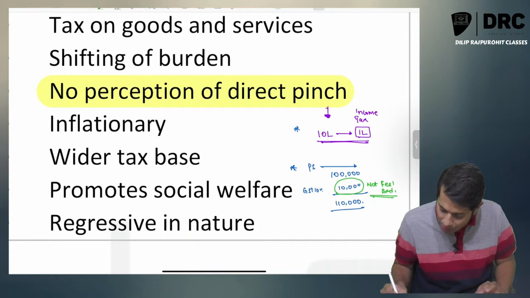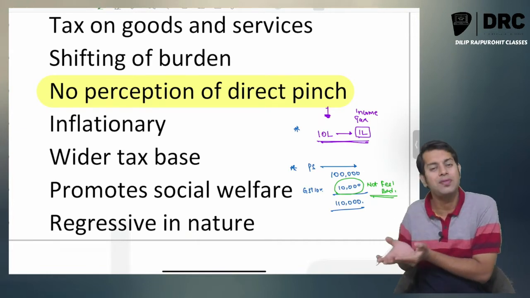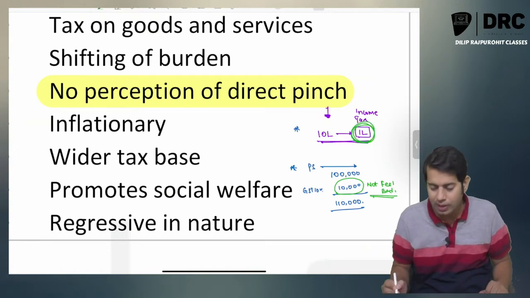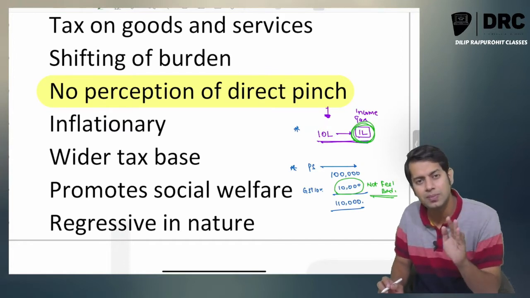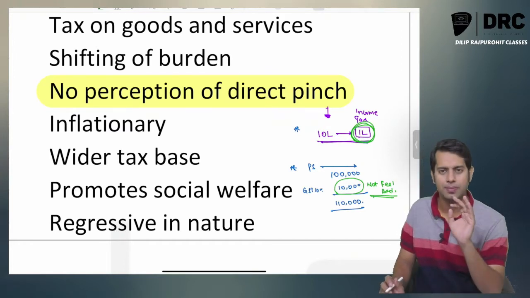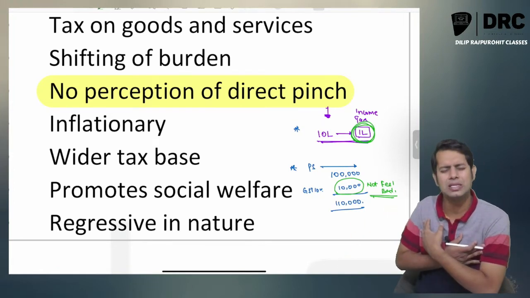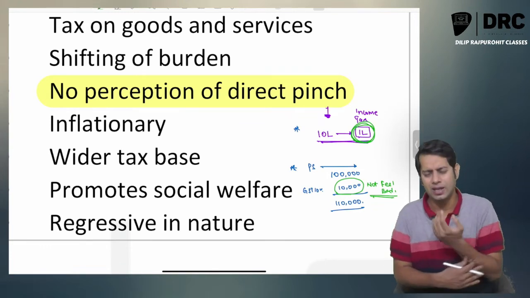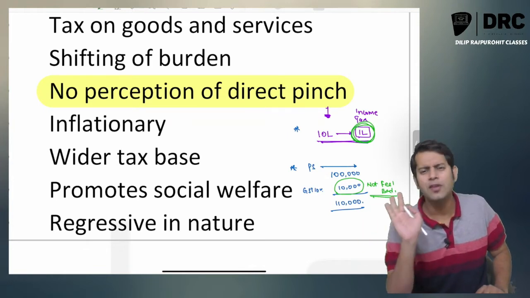Why, sir? Because by paying this, at least I have got a sari. But this 1 lakh rupees which you are paying from your income is for something you are not getting anything at all. Meaning you are paying 1 lakh rupees and not getting anything. So you will feel the pain of paying this tax. In simple words, you will feel that pain of paying the taxes. So this is the only reason a lot of people refrain from paying income tax.